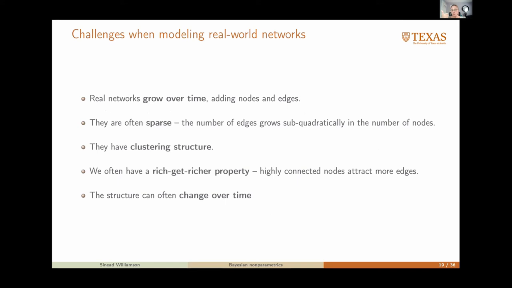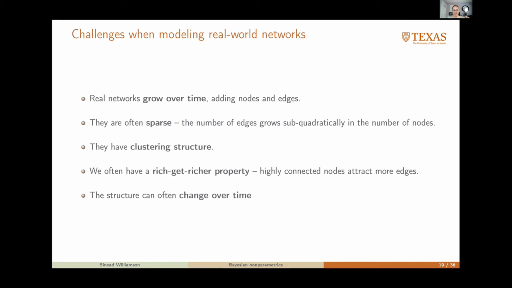Now, these networks have a number of properties that we might want to model. So they grow over time, right? We have both new edges appear, new connections between people who weren't previously connected, but we also have new nodes appear. We have people joining Twitter, people joining an email network.